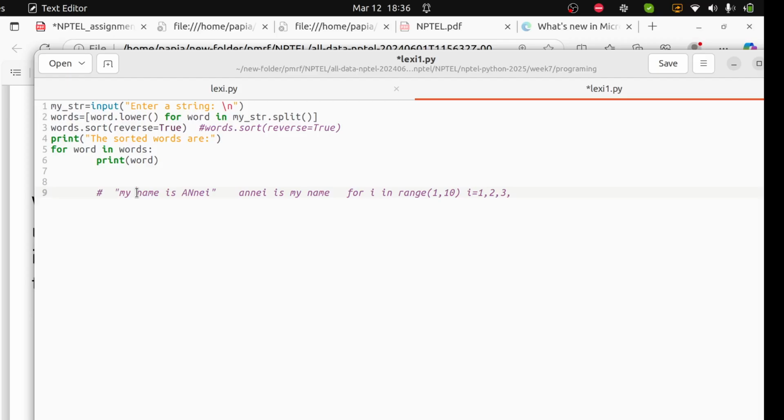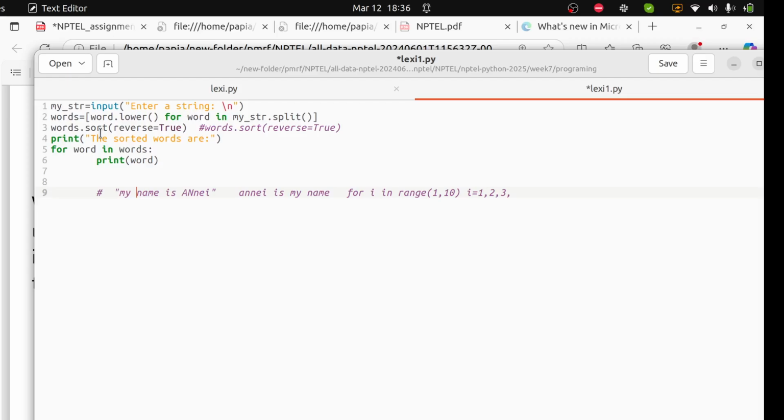Now we will simply do words dot sort. That means right now our words are like my, name, is, Annie. These four are my words, and we are just going to sort it. Obviously sorting, you understand, Annie will come first. Yes. Then is will come, then my will come, and then name will come. Okay, that's fine. So that means our words will come as my name is Annie. Now if I write here words dot sort, then what will happen?